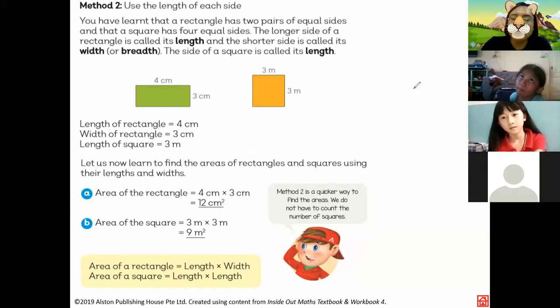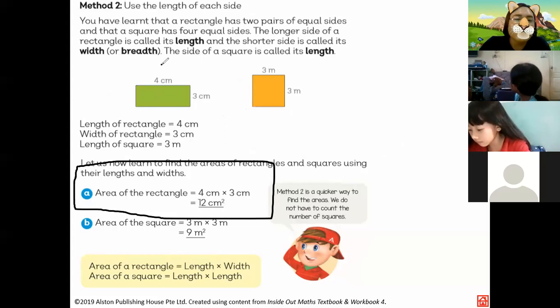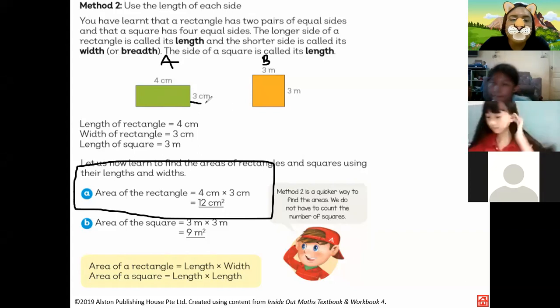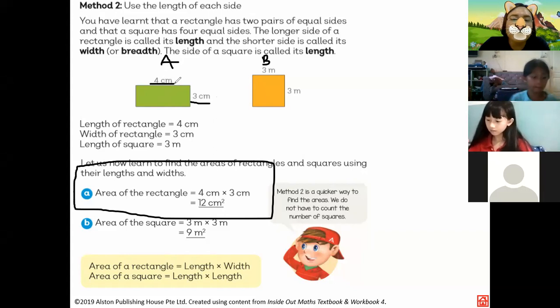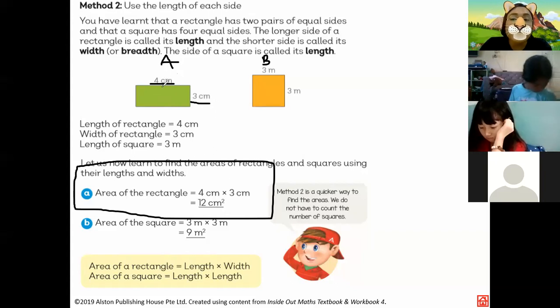All right, now let's try to get the area of a rectangle. So for the rectangle, first, for letter A. This one is letter A and this one is letter B. For letter A, class, the width of the rectangle is 3 centimeters, and the length of the rectangle is 4 centimeters. Again, the width is 3 centimeters and the length is 4 centimeters.